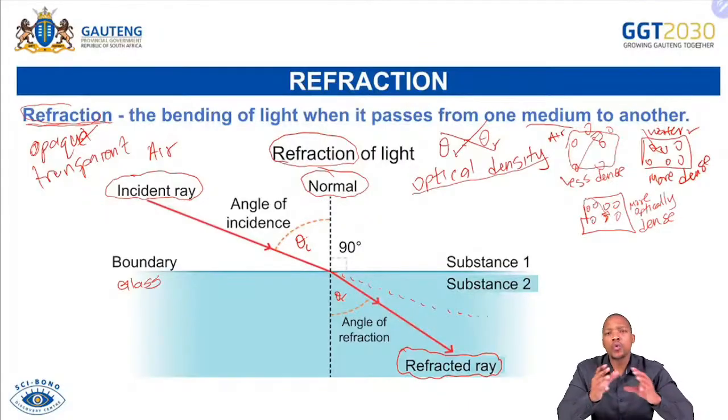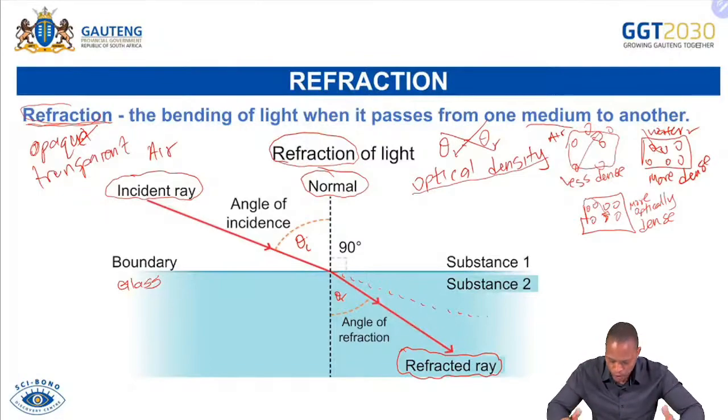The materials that will be used for examination purposes, grade 12, will be easy. It will be easy for you to see. Usually it's air, glass, air, water, and air with maybe diamond. It's usually easier for you to see that this one will be optically less dense and this one will be optically more dense. It should be simple to determine that.